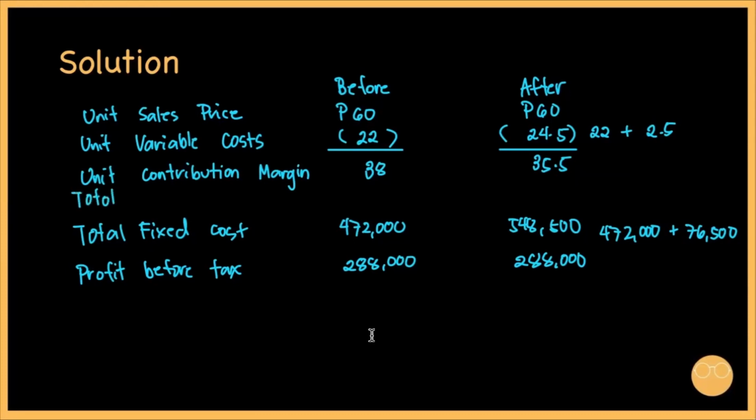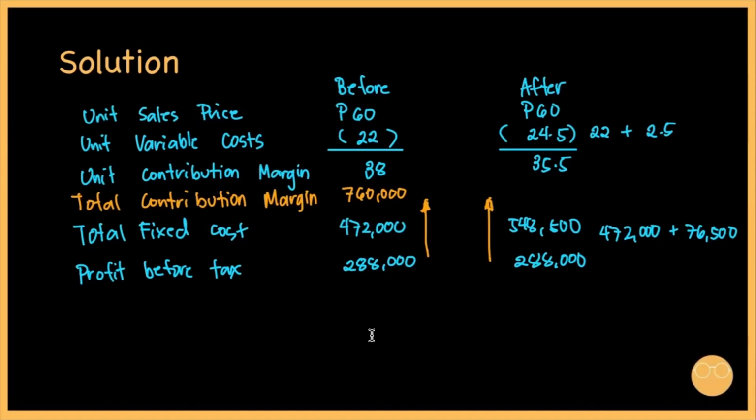Now that we have the profit before tax and the total fixed cost, we can now compute for the total contribution margin. The total contribution margin here is different from the unit contribution margin, wherein we will now consider the number of units. So if this is our end goal, 288,000, then we have a total fixed cost of 472,000. So our total contribution margin for the before any adjustment is 760,000.